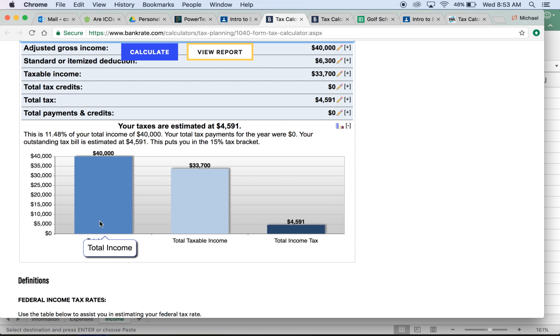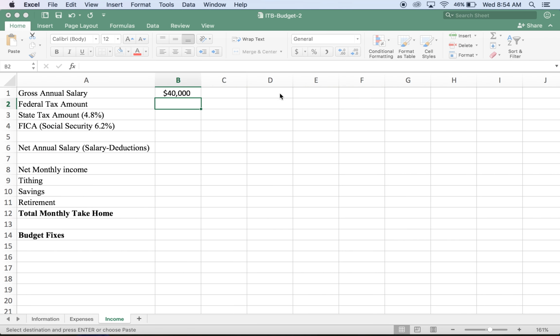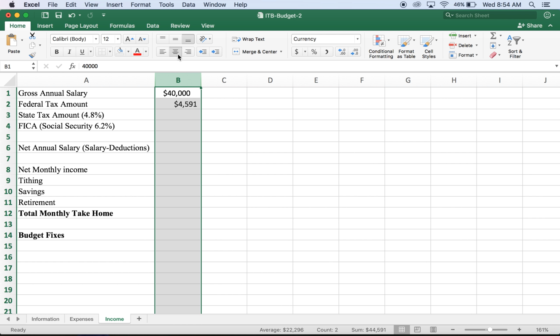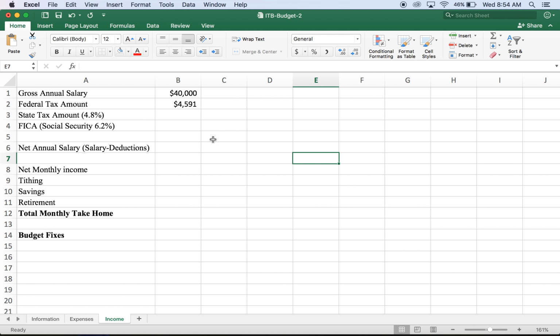So this is my gross, and this will be my net. We'll have some more tax deductions, but for right now, the government's going to take $4,591 right away, so I'll never see that money. It's down to $33,700 already. So we'll put this $4,591 into my sheet. Okay, so that money's gone. I'll go ahead and center this up. I should make them all currency. They are.